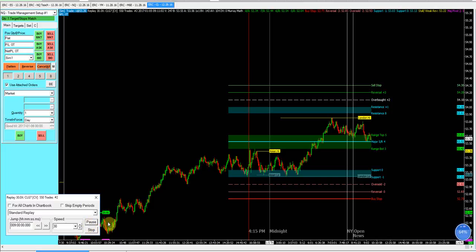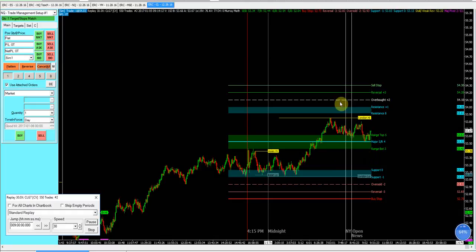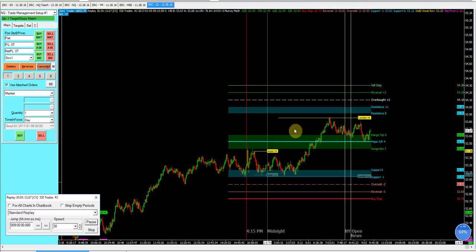Remember, you've got to come up and then back down, or come down and then back up through support or down from resistance. So we're sitting on our hands, watching, waiting.